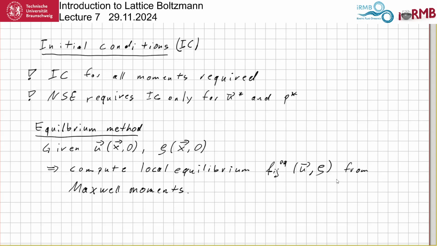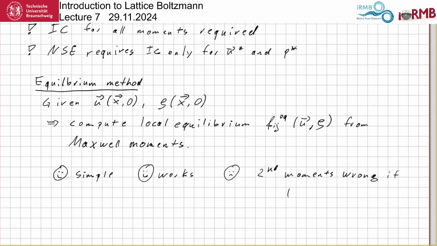So, this is mostly done because it is simple, and because, you know, we are engineers, it works. So it's simple and it works, but it is wrong. Yeah? It is wrong because second moments are wrong. Not always, but in the case that the initial conditions have any gradients, then it's wrong.